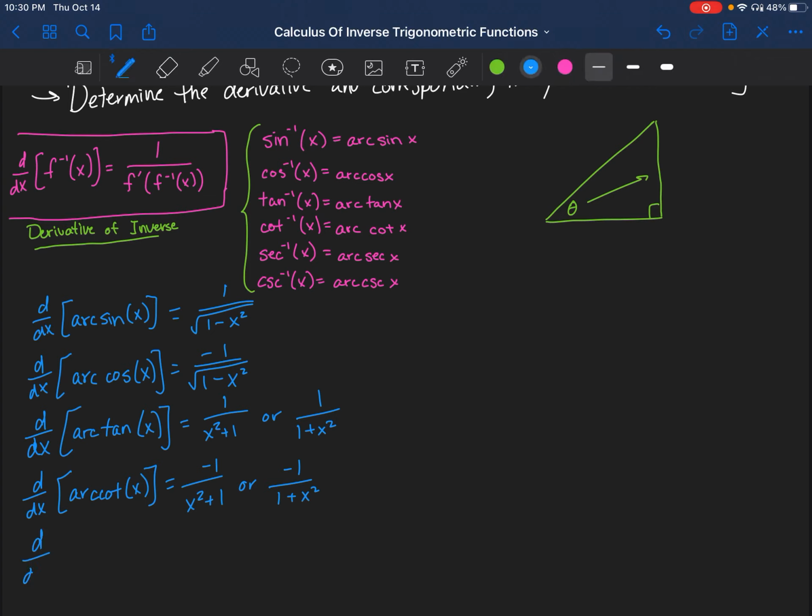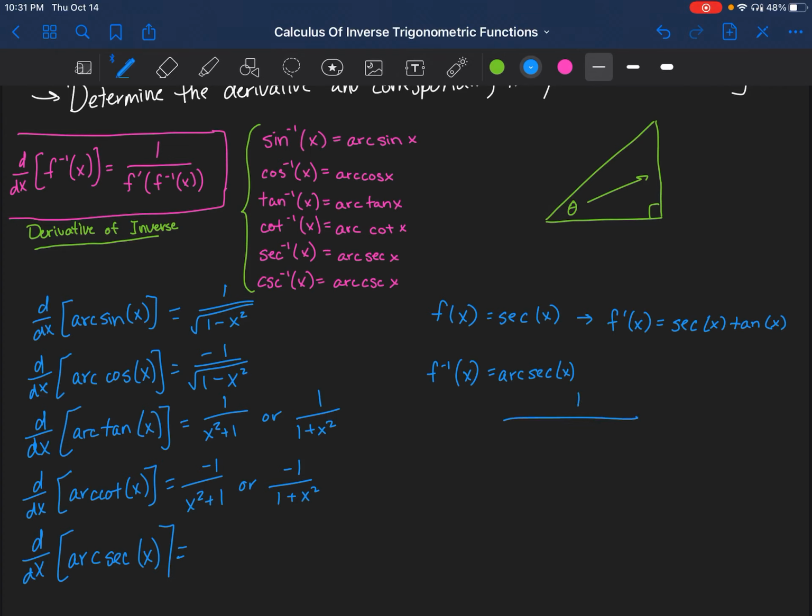So let's see. I'm going to start off with d/dx of arcsecant of x. And the original function, therefore, is secant of x. Its inverse is arcsecant of x. Again, this one's going to have a slight wrinkle, which is the derivative. The derivative of secant is actually secant x tangent x. So when I go to work on this problem, what I'm going to end up having to do is 1 over secant of arcsecant x times tangent of arcsecant of x.